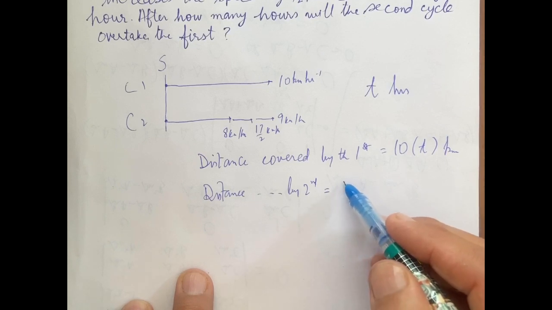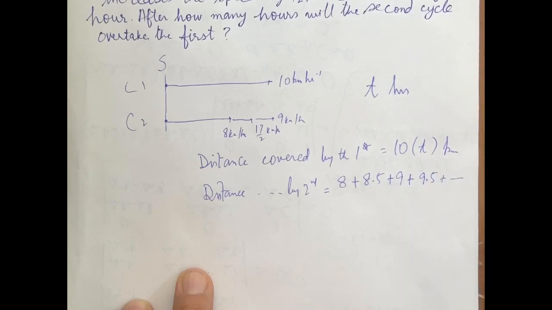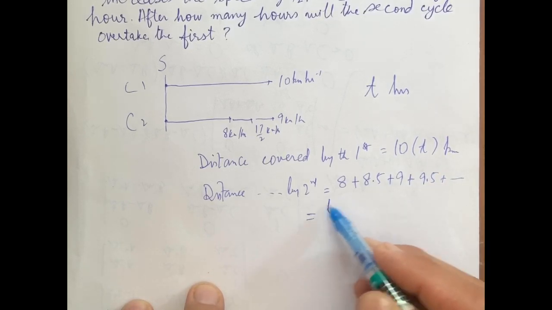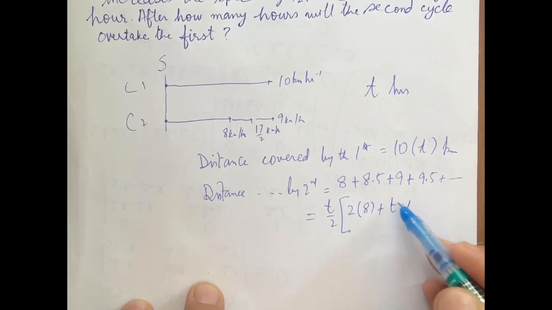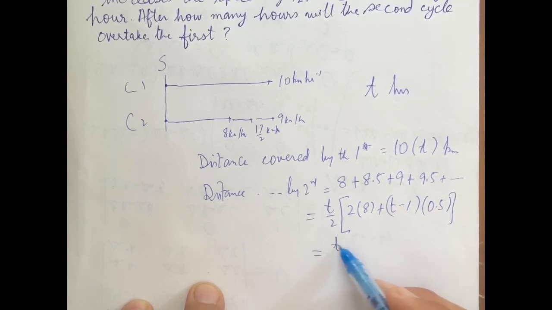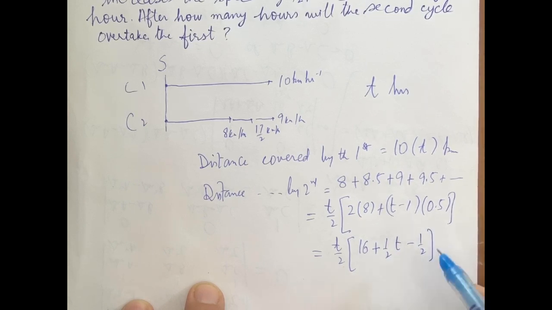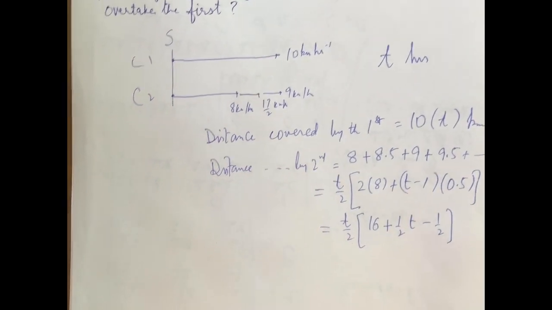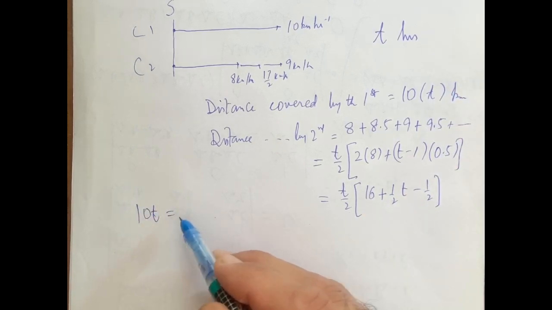The distance covered by the second one will be the sum of this series: 8 plus 8.5 plus 9 plus 9.5 and so on. This is equal to t by 2 into 2a plus t minus 1 into common difference 0.5. This is t by 2 into 16 plus half t minus half. Now at the time of overtaking, the distance traveled by the two is the same, so this is equal to this. So we find out t from this.